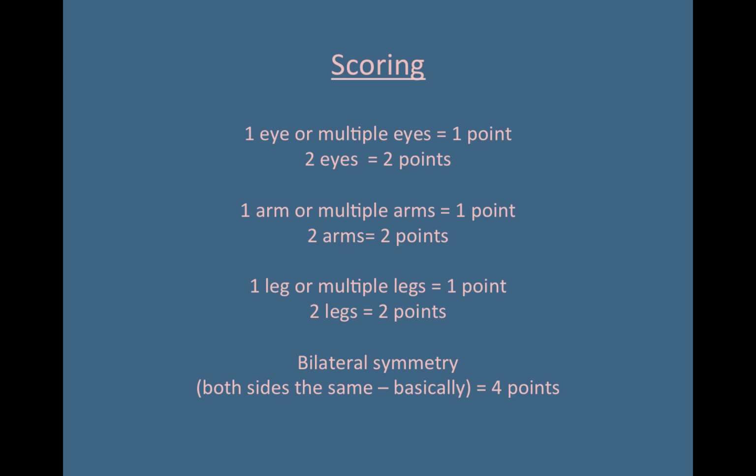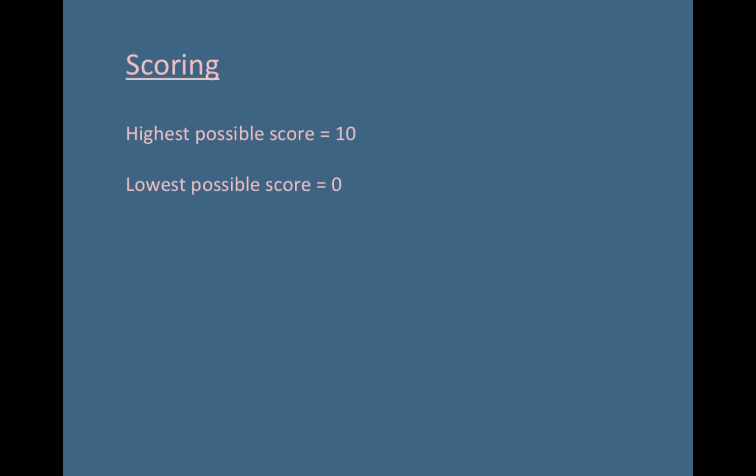Now add up all the points that you have for your alien drawing. So the highest possible score you can have is 10, and the lowest possible score is 0. So what's your score? And which end of the spectrum, the high or the low, do you think is the most creative? Well, the answer turns out that the lower your score is, the more creative you were in your thinking.